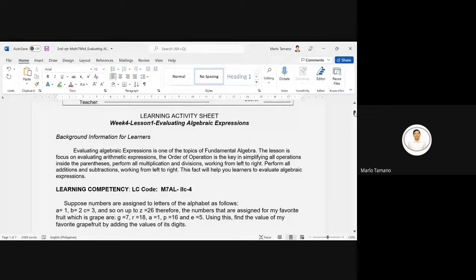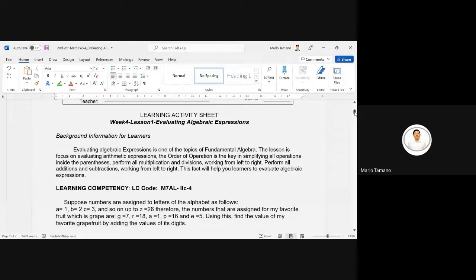Pakibasa kay Robin, background information. Background information for learners. Evaluating algebraic expression is one of the topics of fundamental algebra. The lesson is focused on evaluating arithmetic expressions. The order of operation is the key in simplifying all operation inside the parentheses. Perform all multiplication and division, working from left to right. Perform all addition and subtraction, working from left to right. This fact will help you learners to evaluate algebraic expressions.